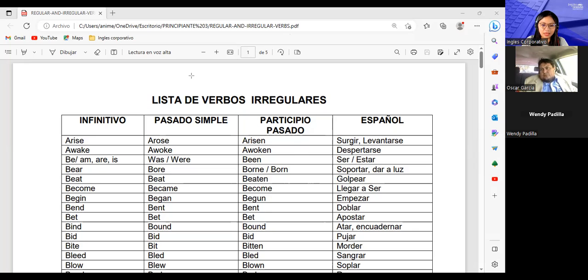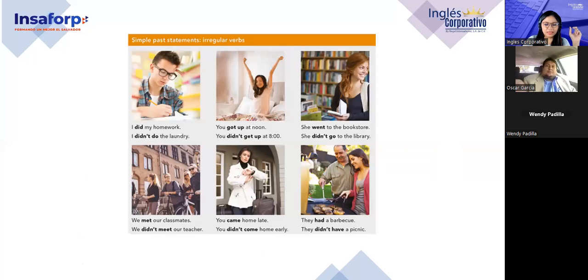Okay? Les muestro algunos ejemplos de verbos irregulares in English. ¿En qué varían? ¿Por qué son irregulares? Aquí tienen algunos ejemplos. We have 6 different pictures. What do you see in picture number 1? ¿Qué ve Wendy? ¿Qué ve Oscar? In picture number 1. He writes. What is he doing right now?